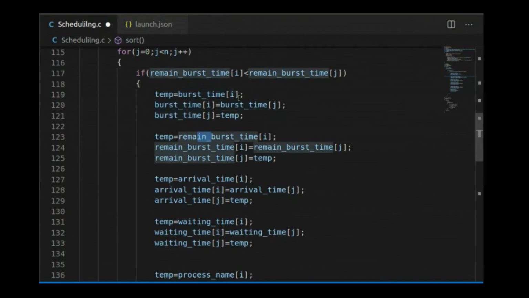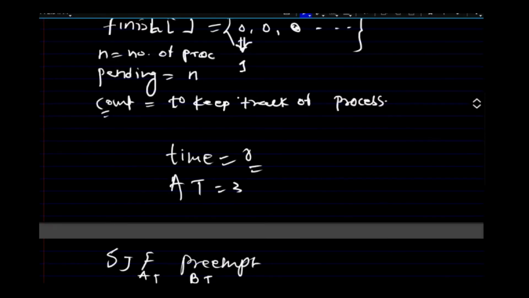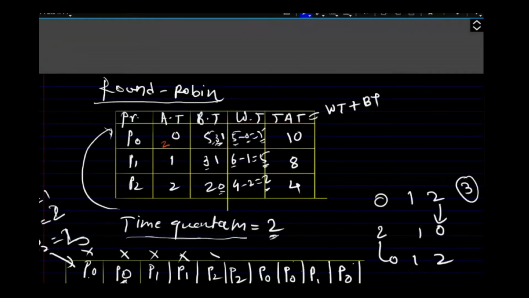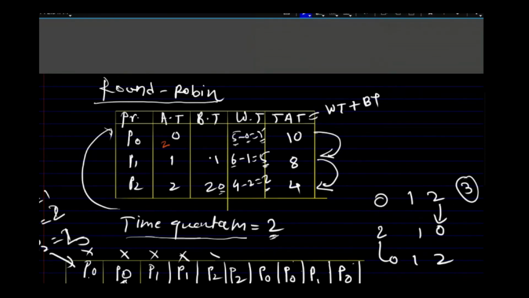We have to sort only the remaining burst time, but we are swapping all the values. Why is it so? Because when we are swapping the remaining burst time, at that time its arrival time also, we have to swap this complete record. This record should replace this record, and so on. Because if we only swap the burst times, what will happen? If you sort without swapping the other values, the remaining burst times of the processes are 5, 3 and 2. Am I correct?